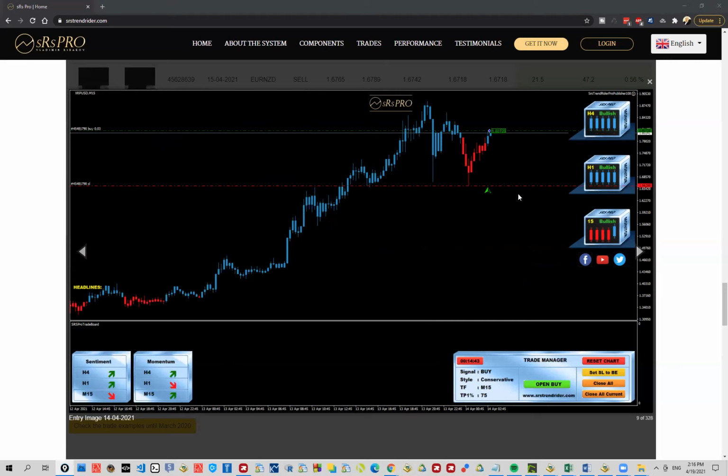XRP, which is a repo versus the dollar. This is again the 15-minute chart. Here the situation is slightly different. We have 2 out of the 3 on both sentiment and momentum. Okay, not 3 out of 3.